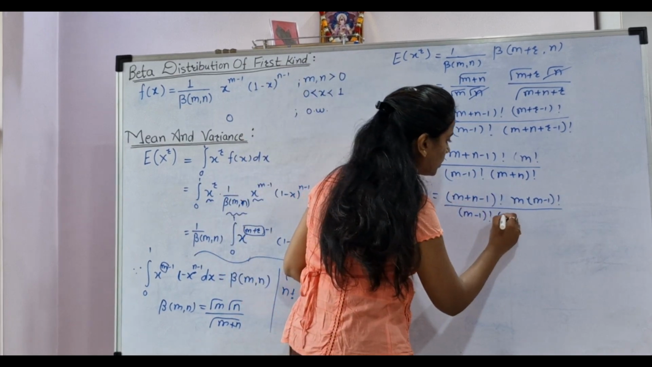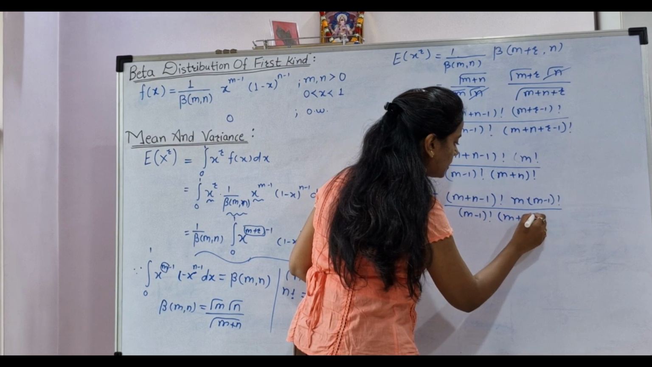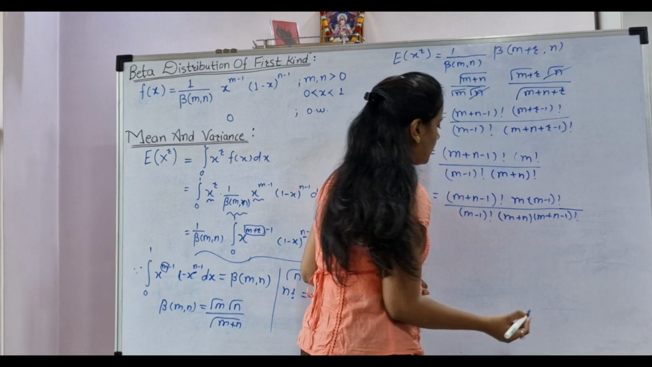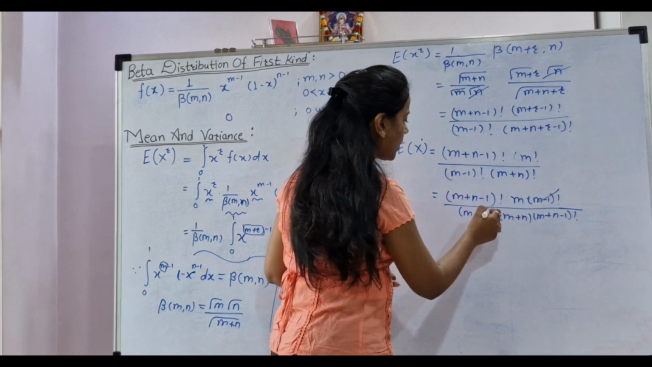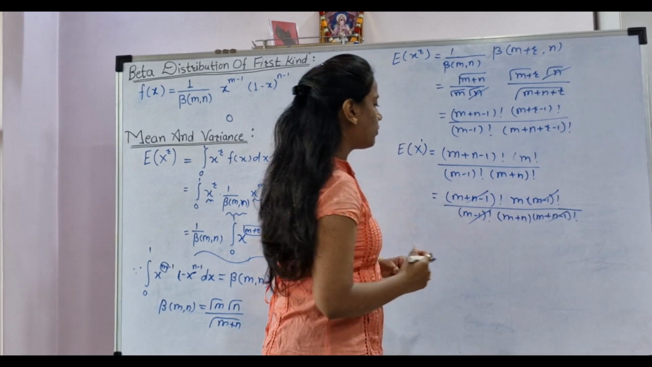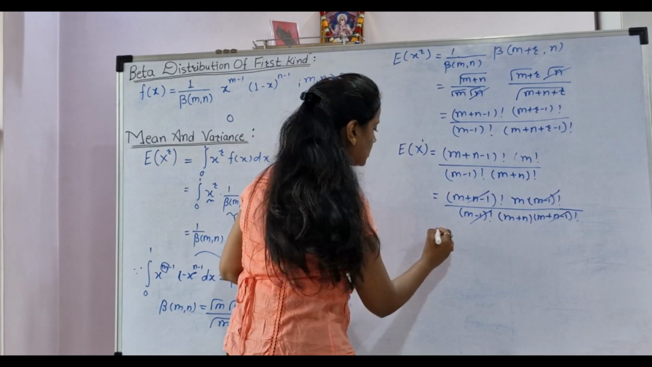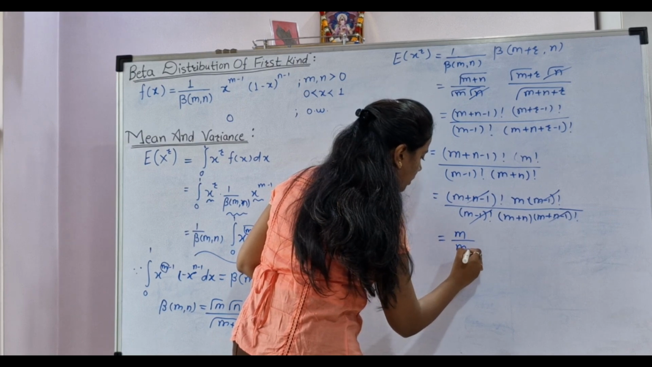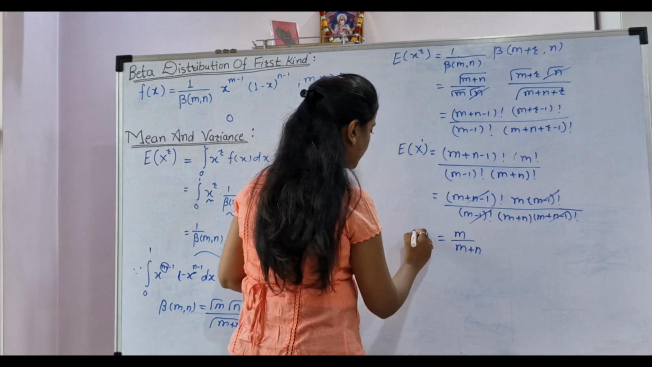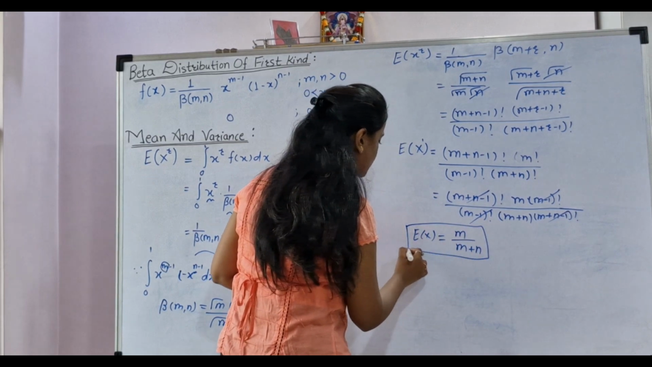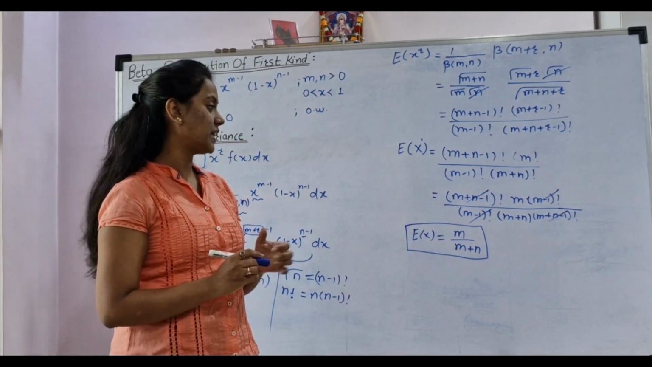What we will get? M plus n minus 1 factorial. Now here we can see m minus 1 factorial will get cancelled. M plus n minus 1 factorial will also get cancelled. So expected value of x is what? M upon m plus n. Okay. So this is our mean for a beta distribution of a first kind.